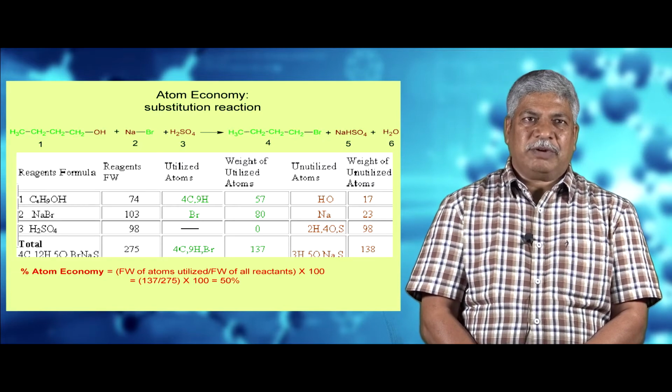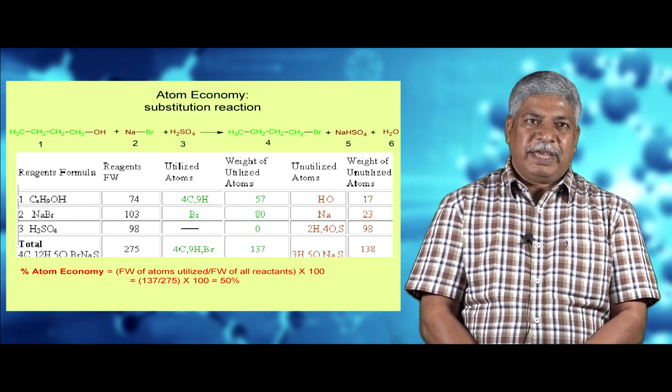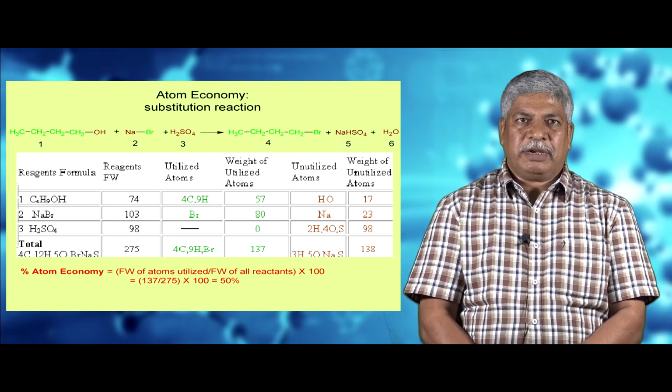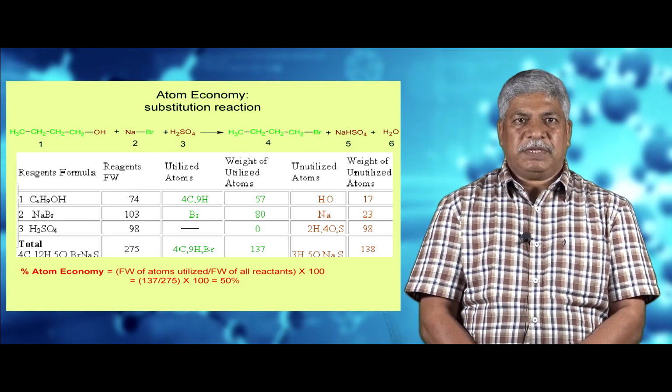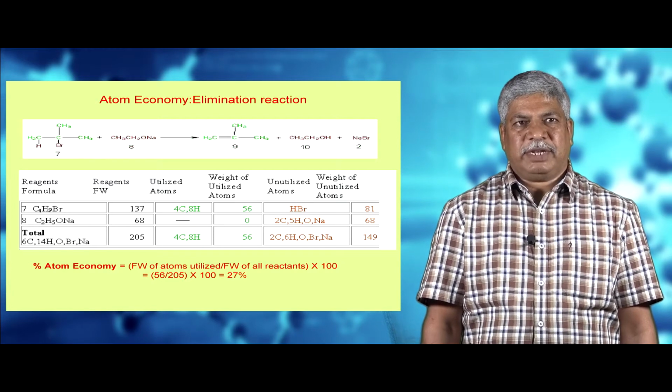We have seen this reaction, and the efficiency of the reaction in terms of percentage yield comes to about 80%. Whereas in terms of atom economy, it comes to just 50%. See the difference. Now let us take an elimination reaction as an example.